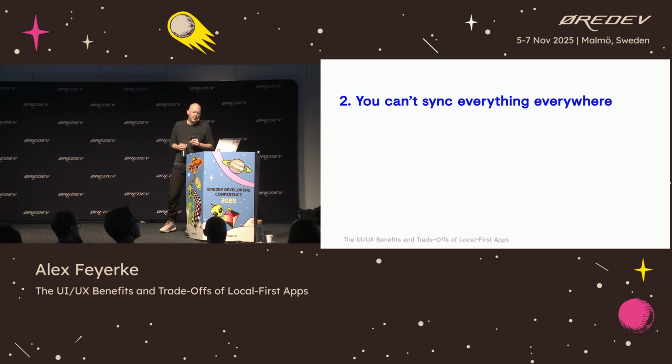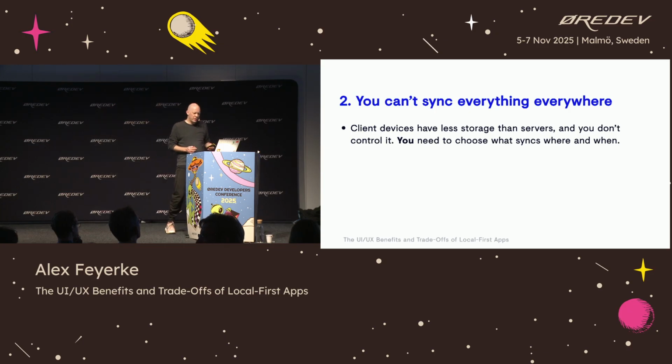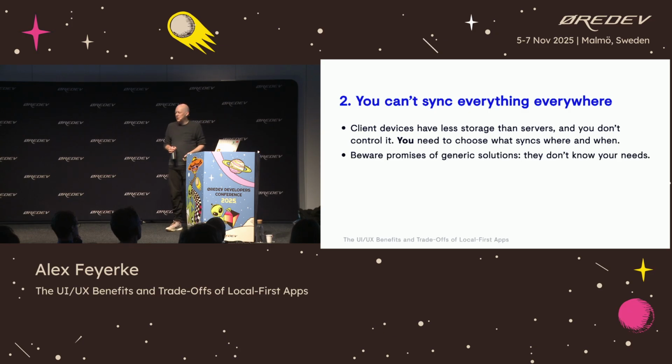Anyway, second point, you can't sync everything everywhere. And that sounds obvious, but it's frequently forgotten. Client devices have less storage than servers, and more importantly, you don't control it. You can't scale it if it runs out. You probably don't even know that it runs out. You need to consciously choose what you sync where and when. And in my experience, there is no generic solution to do this. In every single project we've done, we've defined custom syncing behavior because the use cases were always so extremely specific, not just per app, but sometimes even per user role.